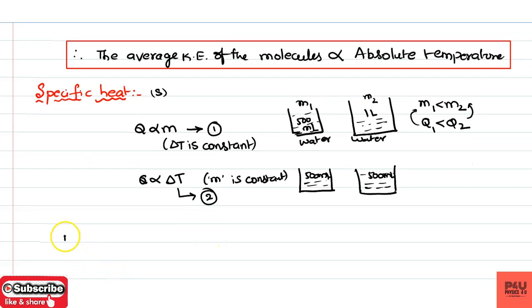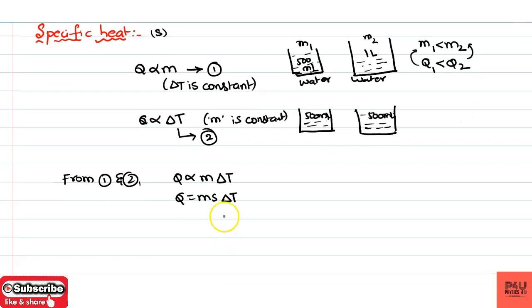So from 1 and 2, you can write Q is directly proportional to M into delta T. If you remove this proportionality, you will get Q is equal to Ms delta T, which is the formula used for finding the quantity of heat supplied. So this is a very important formula while doing the problems. Equation 3.